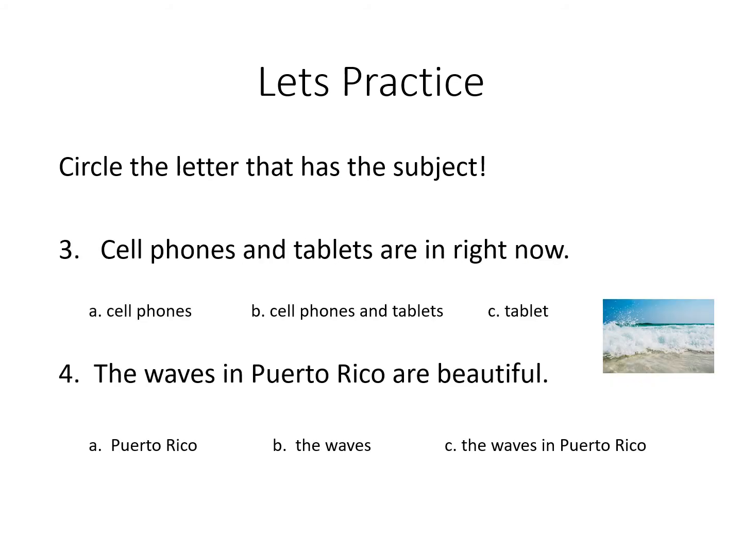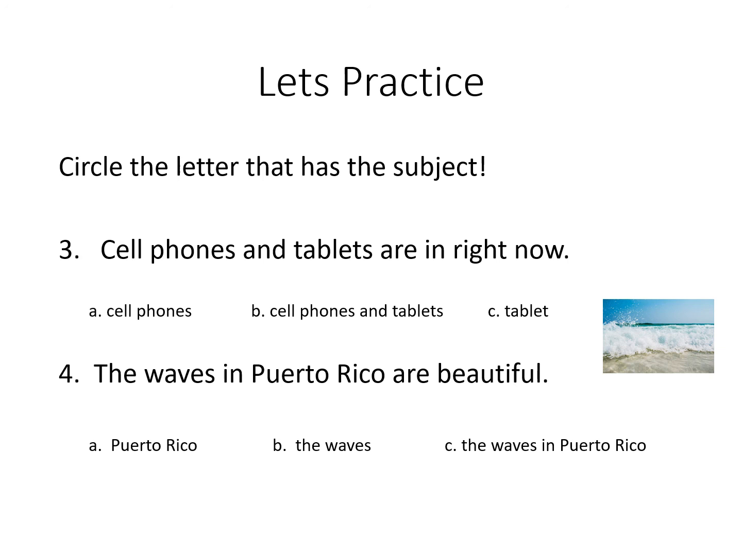Let's see. Sentence number 3. Cell phones and tablets are in right now. When it says in, it's making reference to the fact that cell phones and tablets are being used a lot right now. Like everybody has a cell phone or everybody has a tablet. Everybody has something technological in their hands. Computer, a cell phone, a tablet.